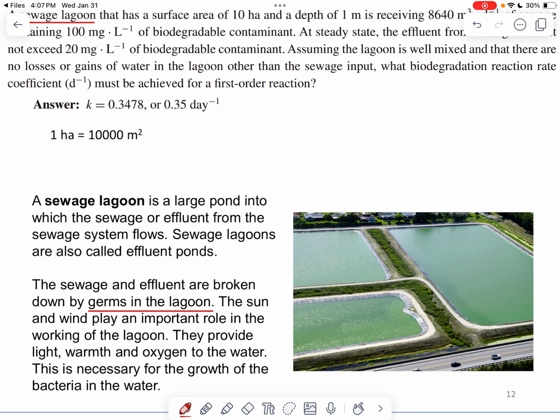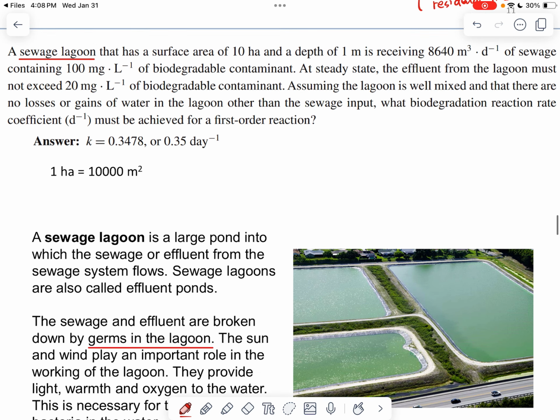The sun and wind play an important role in the working of the lagoon, and they provide light, warmth, and oxygen to the water, and this is necessary for the growth of the bacteria in the water. So the more the bacteria, the faster the reaction, right? So you can intentionally add in more bacteria to make the water more active so that you can remove the pollutants from the water or from the sewage lagoon.